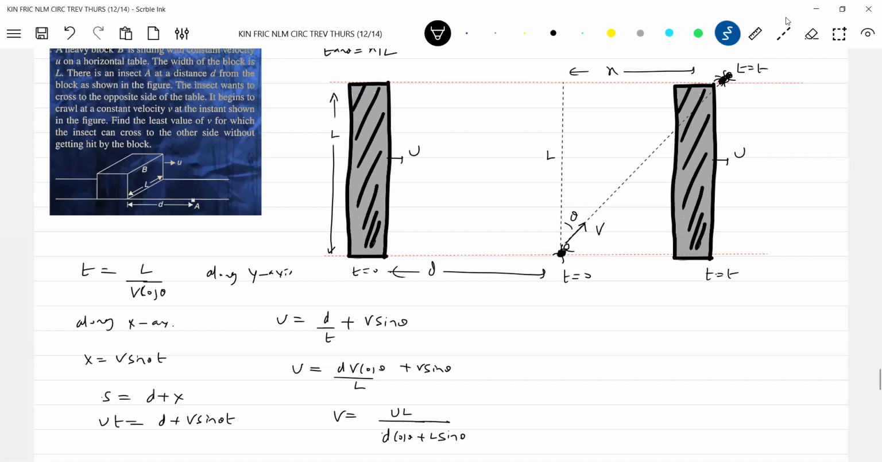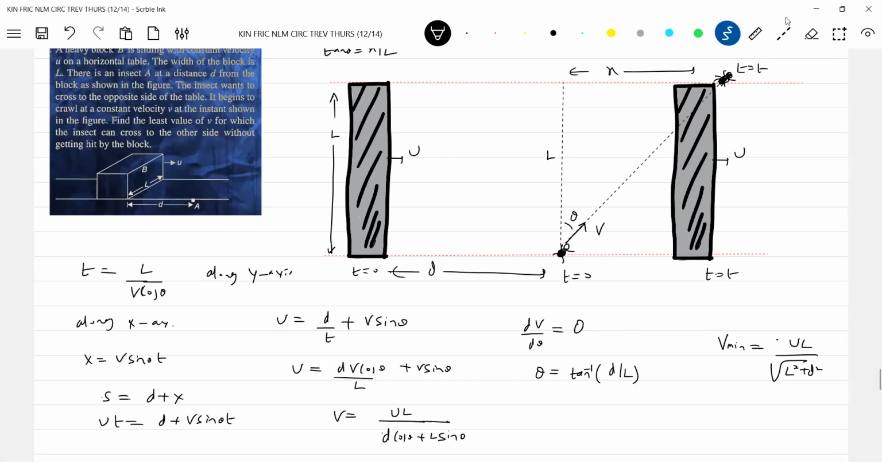Now I'll differentiate dv by d theta so that I'll get the angle. The minimum v is equal to uL by root of L square plus D square. V minimum is equal to how much? uL by root of L square plus D square. And tan theta is equal to D by L.